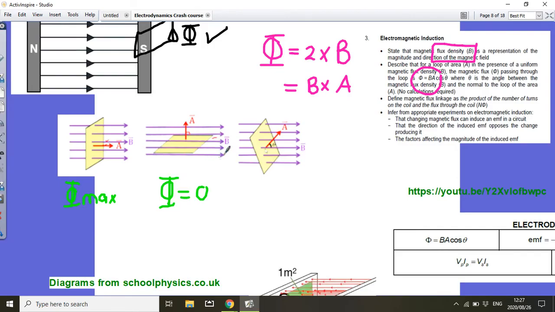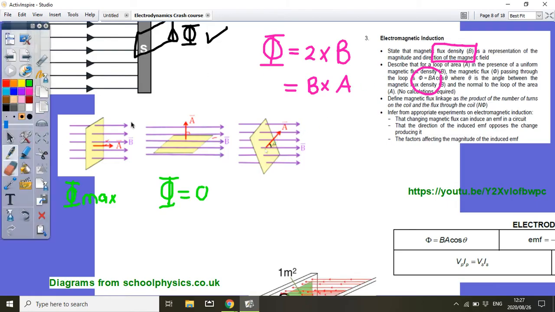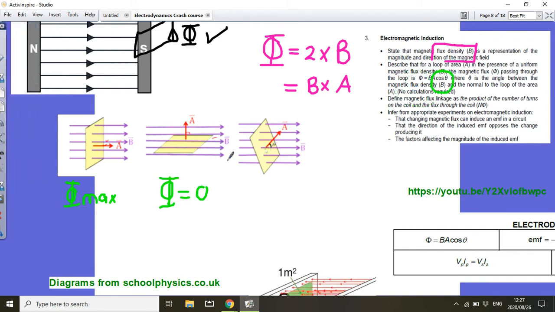Anywhere in between, I'll have an angle, and that is why you will see that cos theta in your equation. The cos theta is there because any angle between the maximum and the 0, between 90 degrees and 180 degrees, will give us a magnetic flux somewhere between the maximum and the 0. And you'll see this nicely when we look at the graphs at the end.